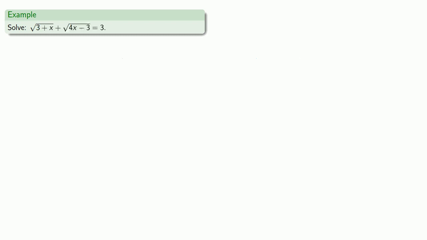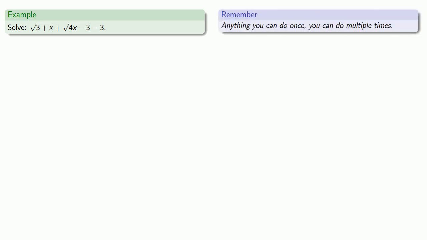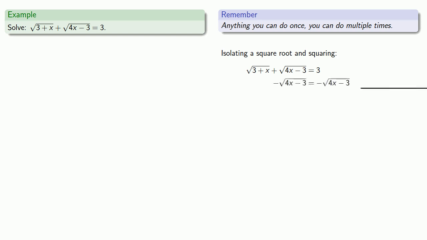How about something like this horrible thing? A useful idea to keep in mind is that anything you can do once, you can do multiple times. In other problems, we isolated the square root and got rid of it by squaring both sides. Well, let's try it. The left-hand side has two square roots, so let's get rid of one of them. Maybe we'll subtract this square root of 4x minus 3, and we do have to do the same thing to both sides.